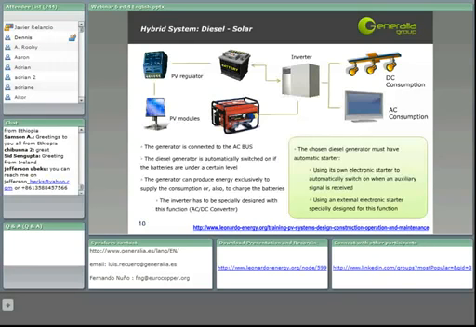So it is important to know that the diesel generator that we have to use must have an automatic starter in order to detect the signal from the inverter. Not every diesel generator allows this type of solution, and we have to check with the manufacturer of that diesel generator that it allows this type of inverters.